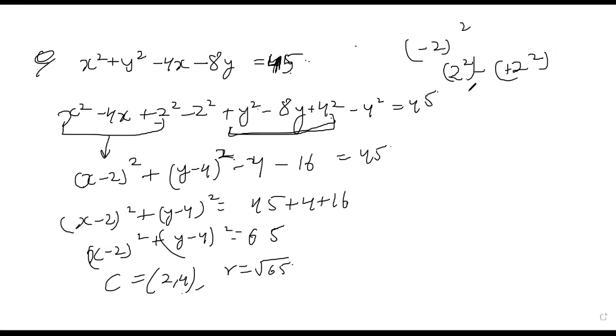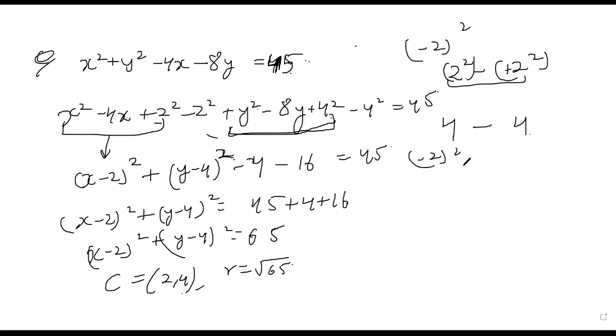Okay, so what will be the 2 square here? 4. Yes. So suppose we are adding 4 and subtracting 4. Okay, now understood.